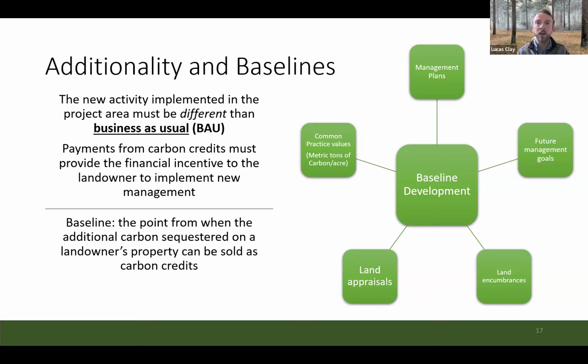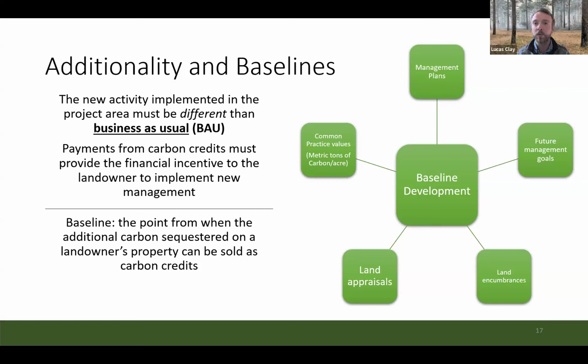So this is the idea that, again, when you start a carbon project, we're going to be doing something different on the land than prior to the carbon project. And the baseline is the point from where the additional carbon sequestered on the landowner's property can be sold as carbon credits. So that's that definitive point in time where we are changing. But then we need to use some data and some other information to be able to determine what that baseline would be, or what would have happened on the property if we had never implemented that carbon project.